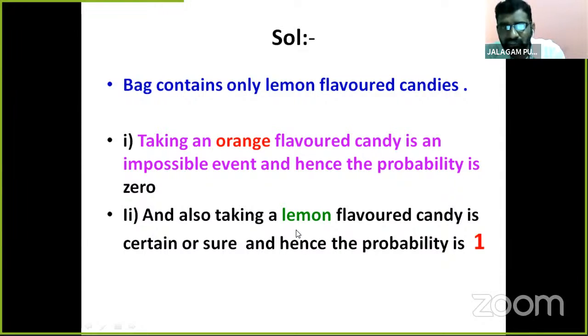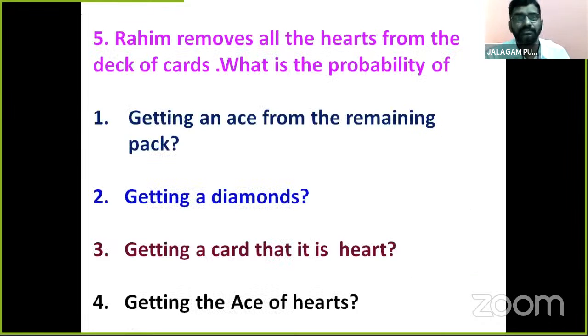In this second situation, only lemons are there. Totally lemons are there. We take any one, that it must be lemon. That's why the sure event. The probability of sure event is what? 1. So next one, children.